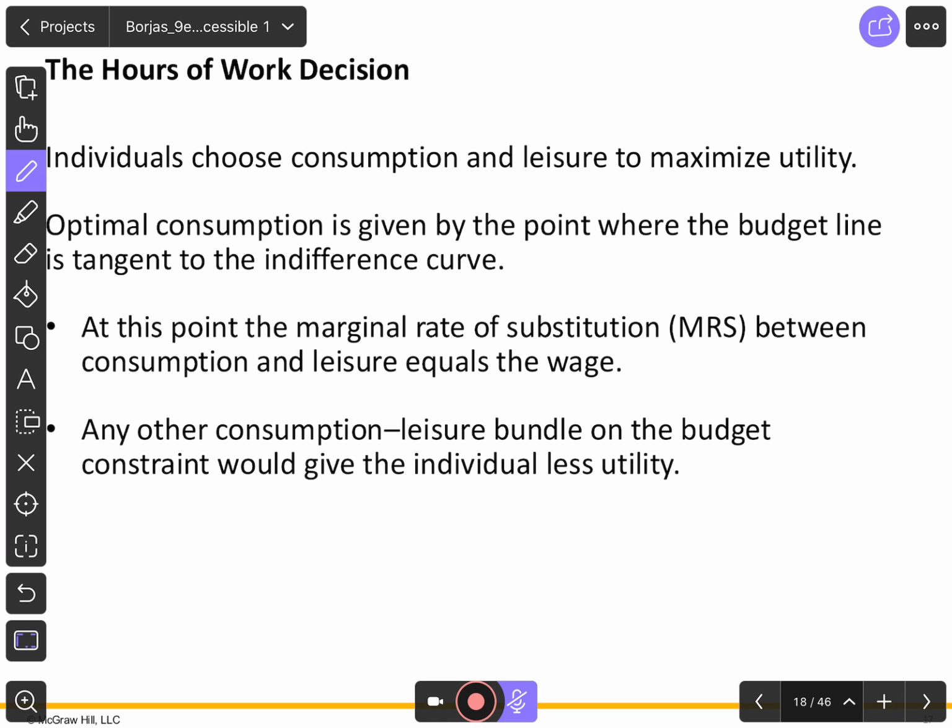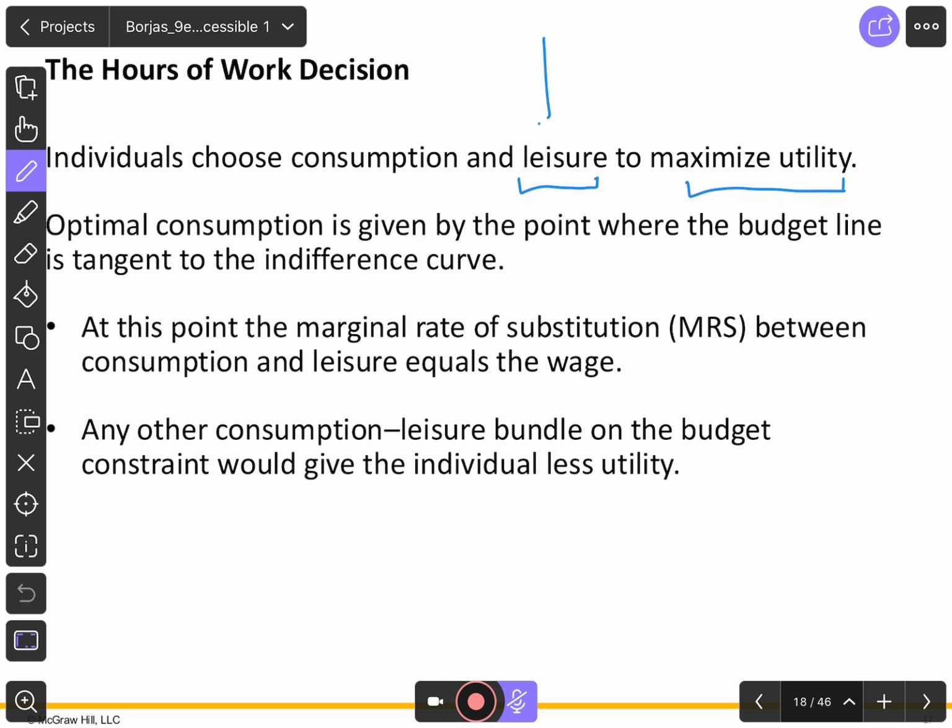Hello everyone, so let's continue chapter 2. We stopped at the point where the worker is going to decide how many hours of leisure, or you can think of it as work, that maximizes their satisfaction or their utility.